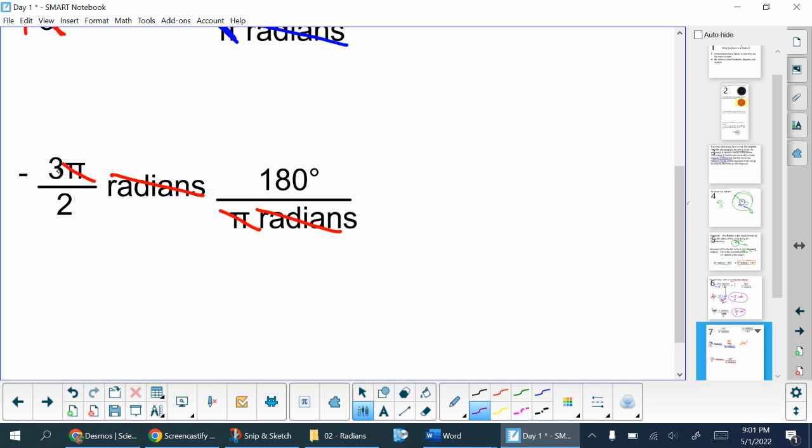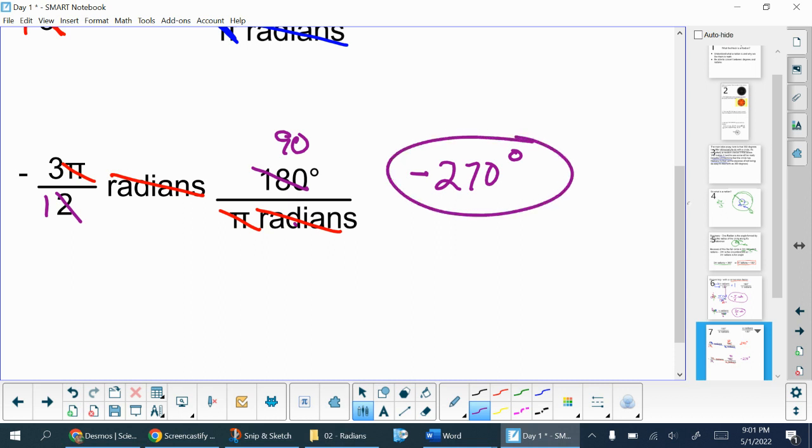You don't have anything to simplify this 3 with because all that stuff canceled out. But 2 and 180 simplify to 1 and 90. And then I can just go, okay, well, 3 times 90 is 270. 3 times 9 is 27, but 3 times 90 is 270. Don't forget the negative sign and the degree sign. So negative 3 pi over 2 radians is negative 270 degrees.